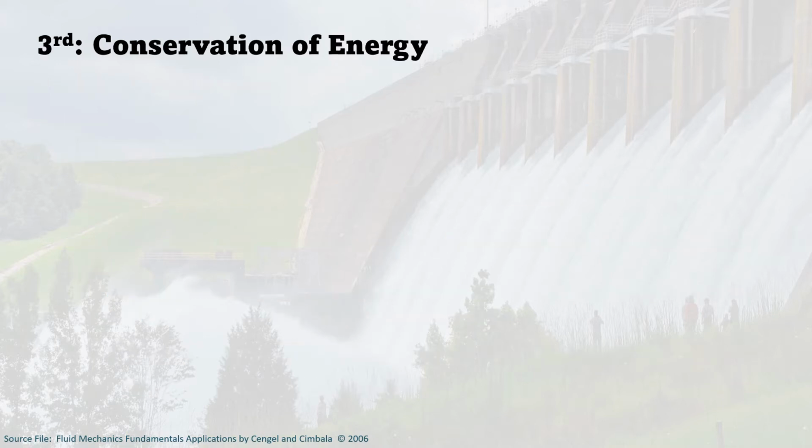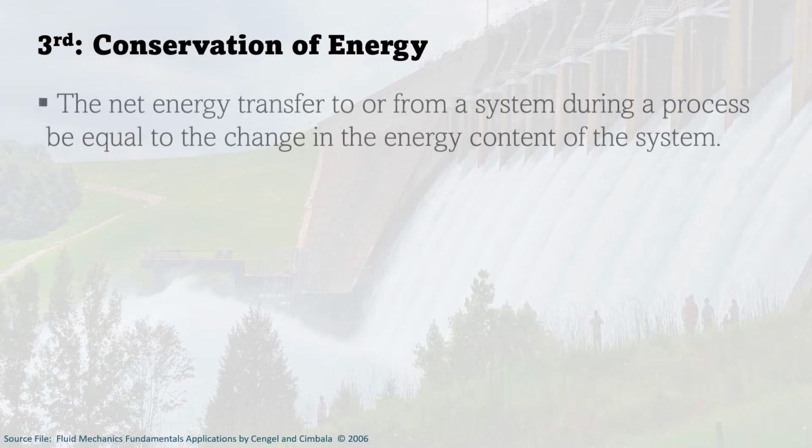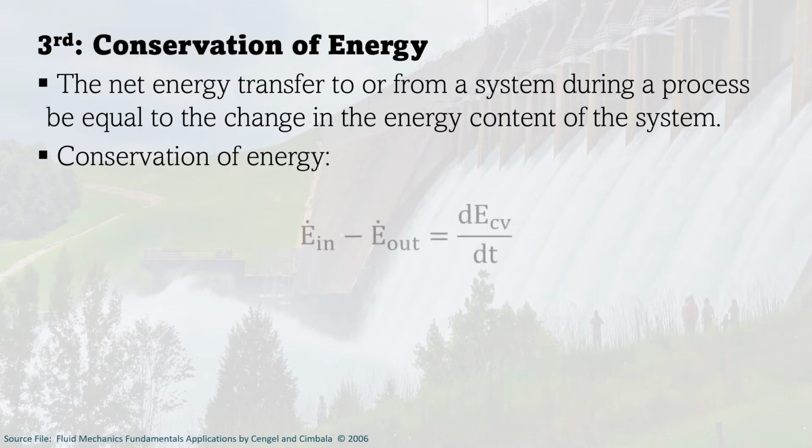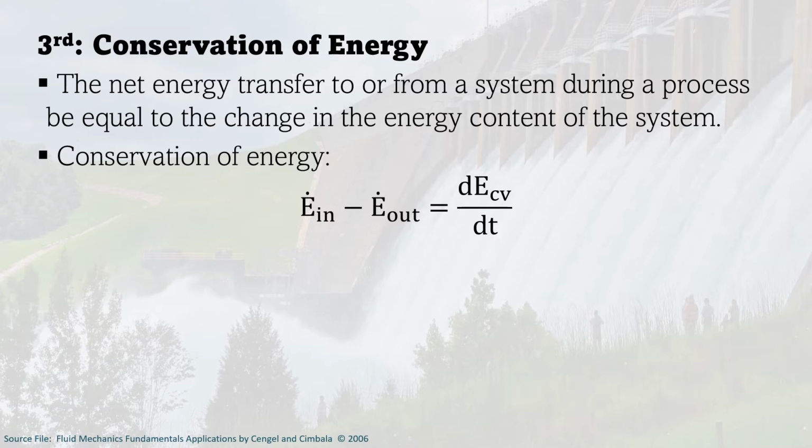The third conservation law is the conservation of energy. The net energy transferred to or from a system during a process is equal to the change in the energy content of the system. By conservation of energy, it is given in the equation: the rate of energy in minus the energy out is equal to the differential change in the energy in the control volume per unit time.